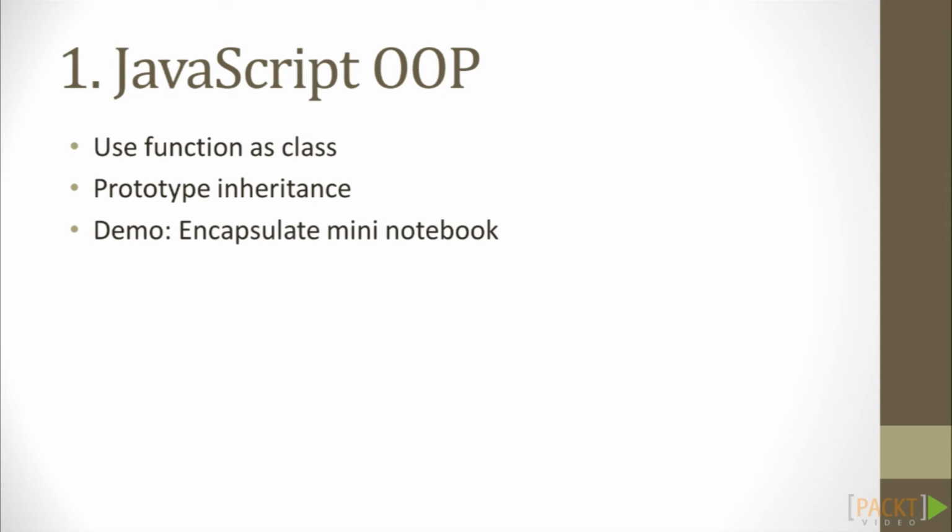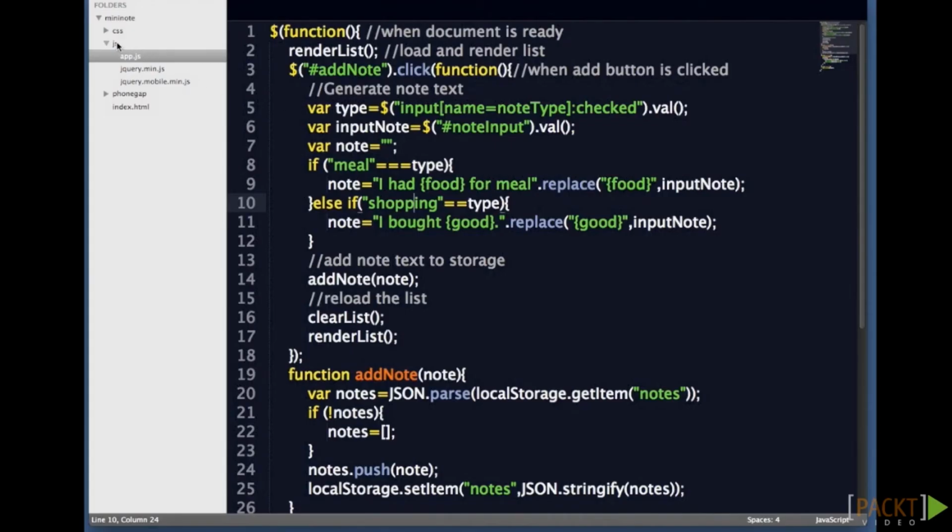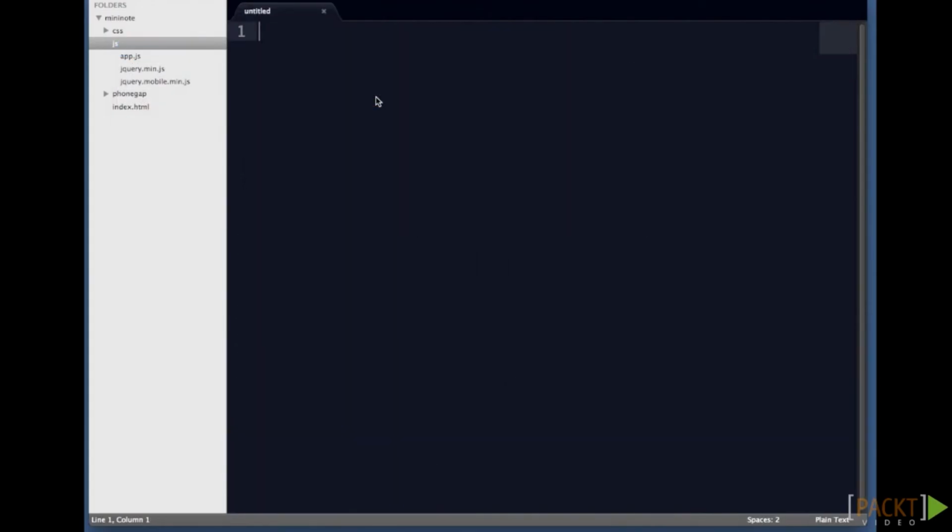Now we will refactor the mini notebook app to use OOP. The mini notebook can store the user's note text and render all the notes to a list. We have the class diagram, in which the persist class will persist and read the note text. The note class has two child classes which are responsible for the meal and shopping notes. Also, the DOM list class will render the DOM list with data from the persist class. Let's see the code. For the sake of convenience, we create a persist.js file for our persist class.